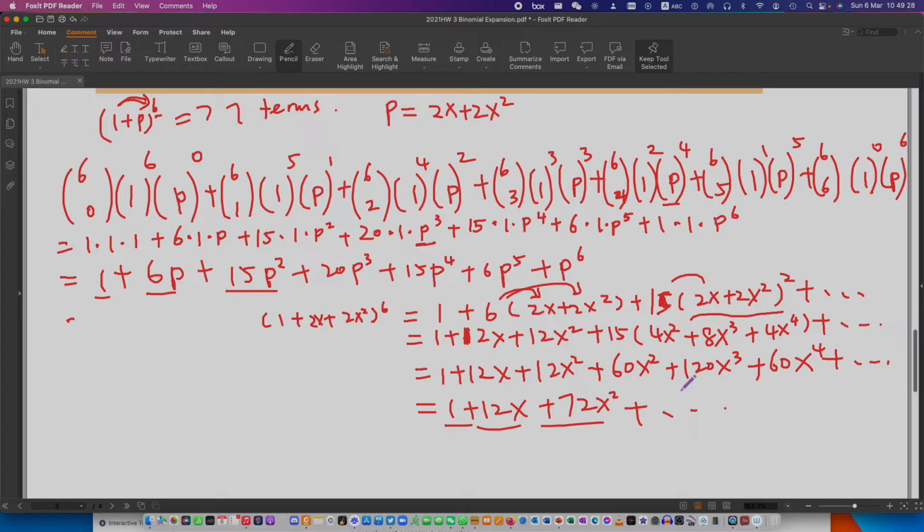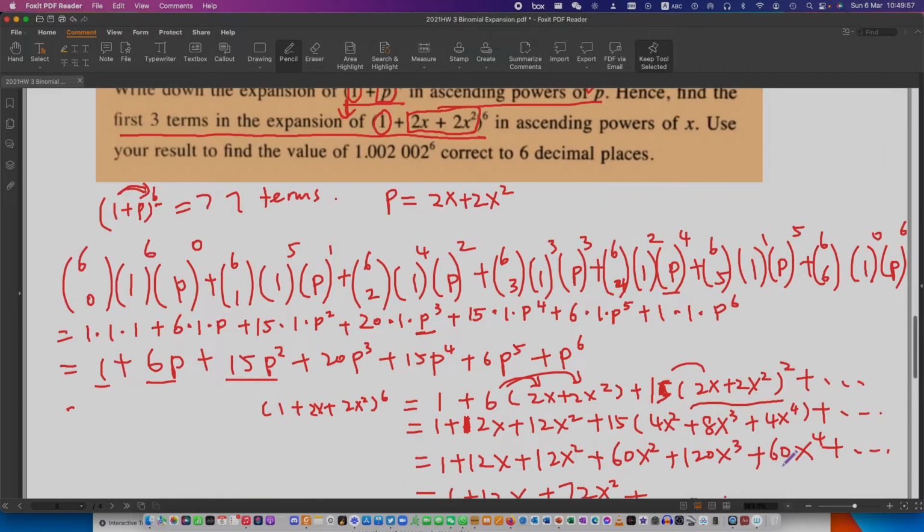So you see, I just realized I have more than required, so I just shorten it. Okay, I use dot dot dot. So you just answer the first three terms. The first three terms are 1 plus 12x plus 72x squared. Alright? Simple? Yeah, pretty simple.